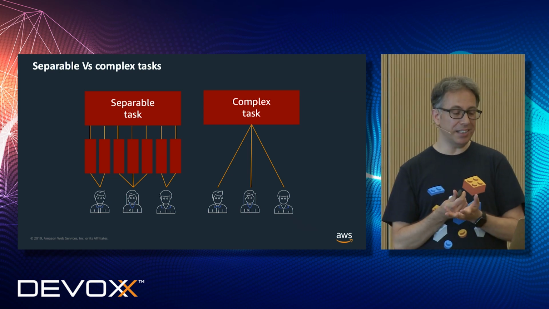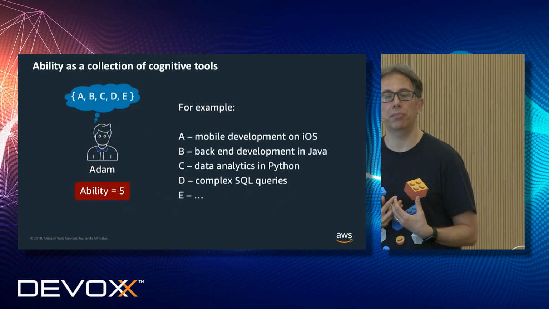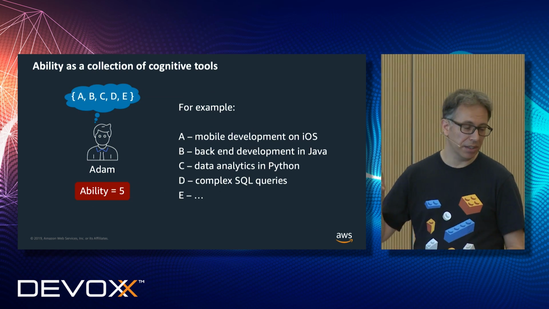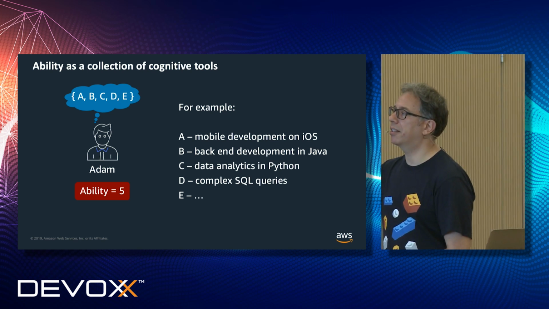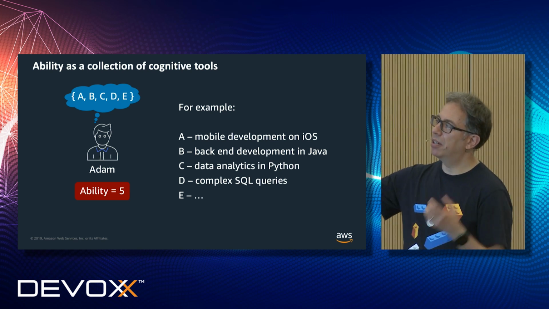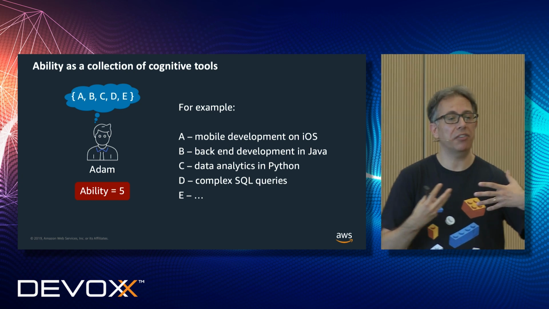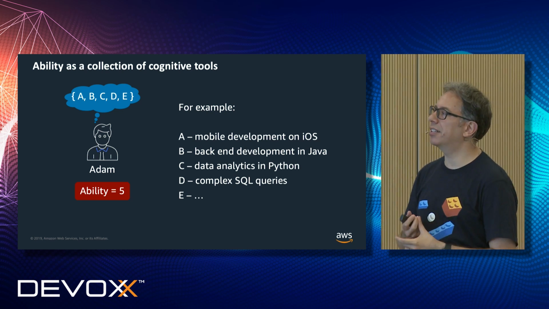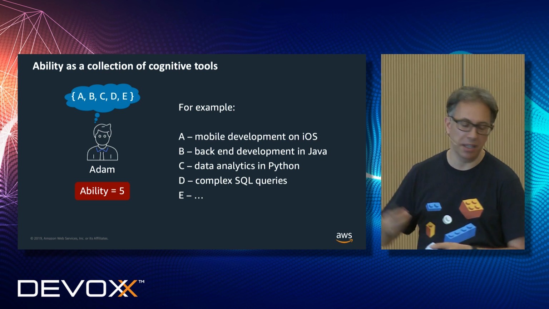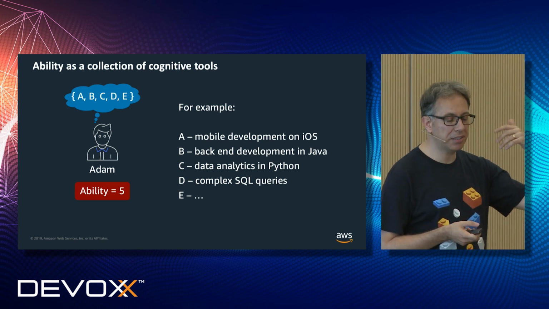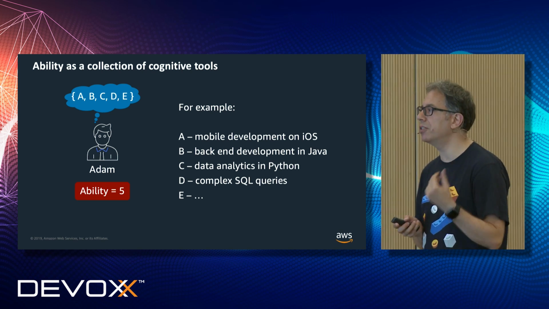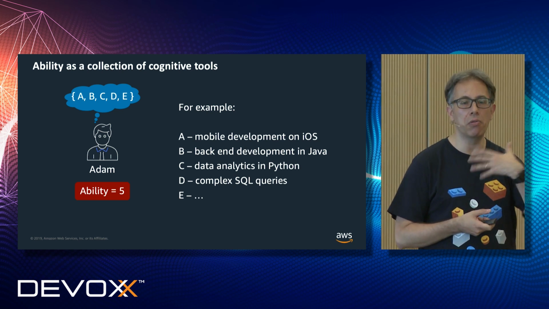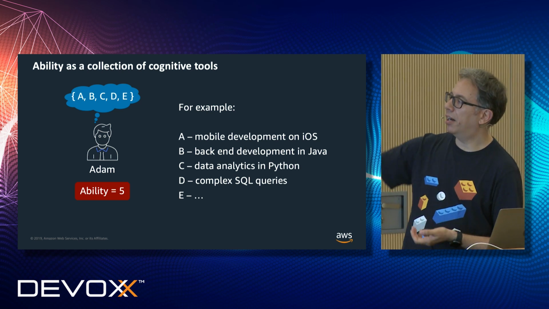So what I think we really need is to have as many cognitive tools as possible that can help us find different solutions. So this is a simple model that maps cognitive tools, so the knowledge that we have, into some formal way. It's a simplification, but it gives us an interesting perspective. So let's assume that I can do mobile development on iOS, backend development in Java, SQL queries, and so on. Let's give a letter to each cognitive tool that I own as a developer. And then, let's say I'm Adam.